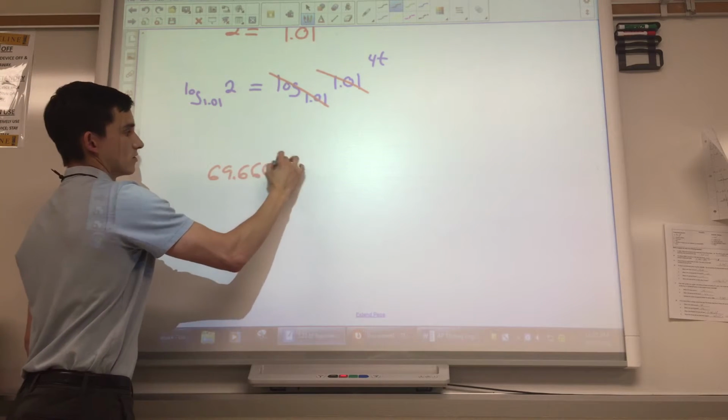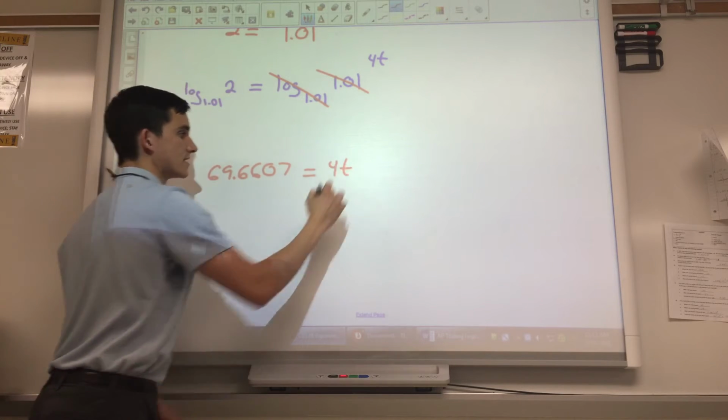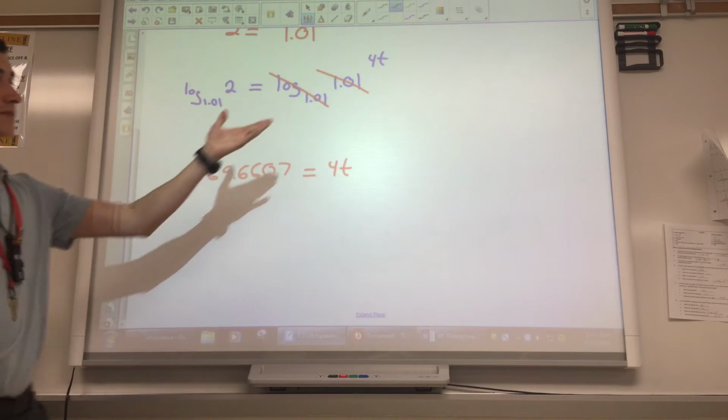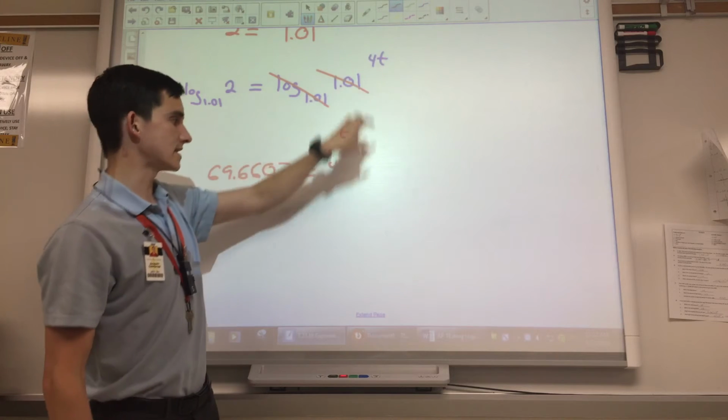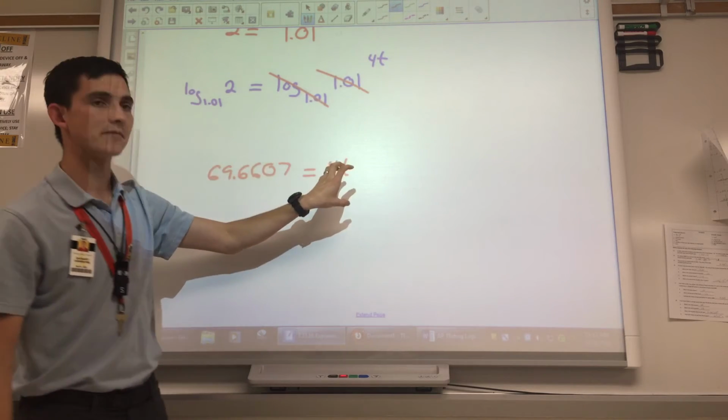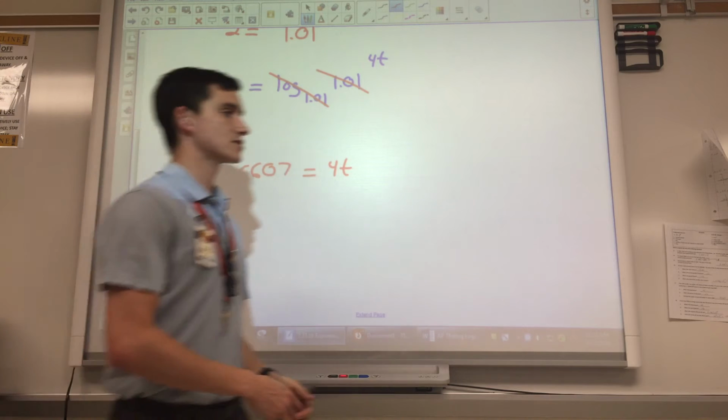69.6607 equals 4t. Now, this is a great example. Notice the t didn't come down, the 4 and the t came down, right? So I haven't solved for t yet.